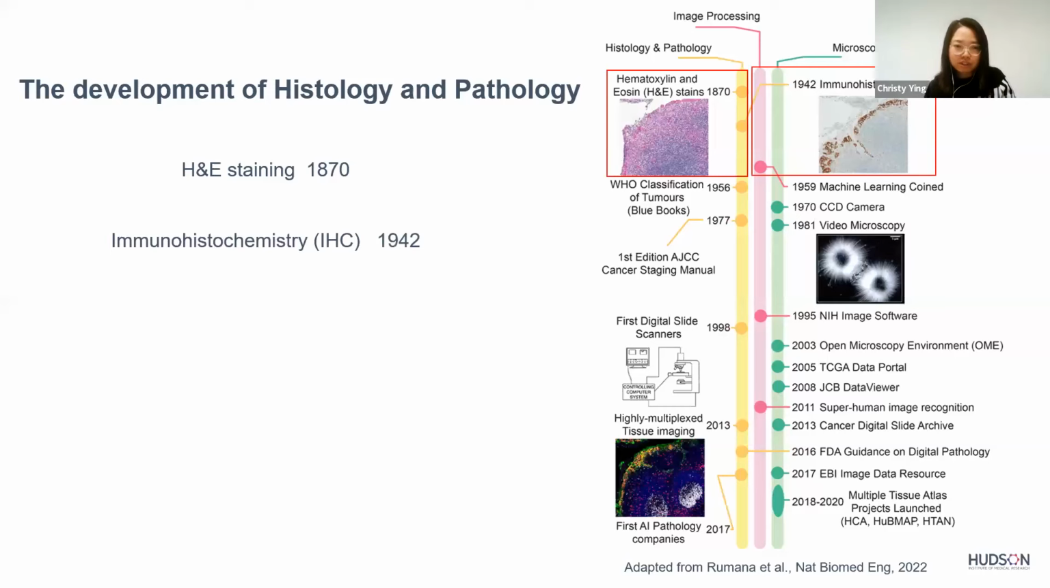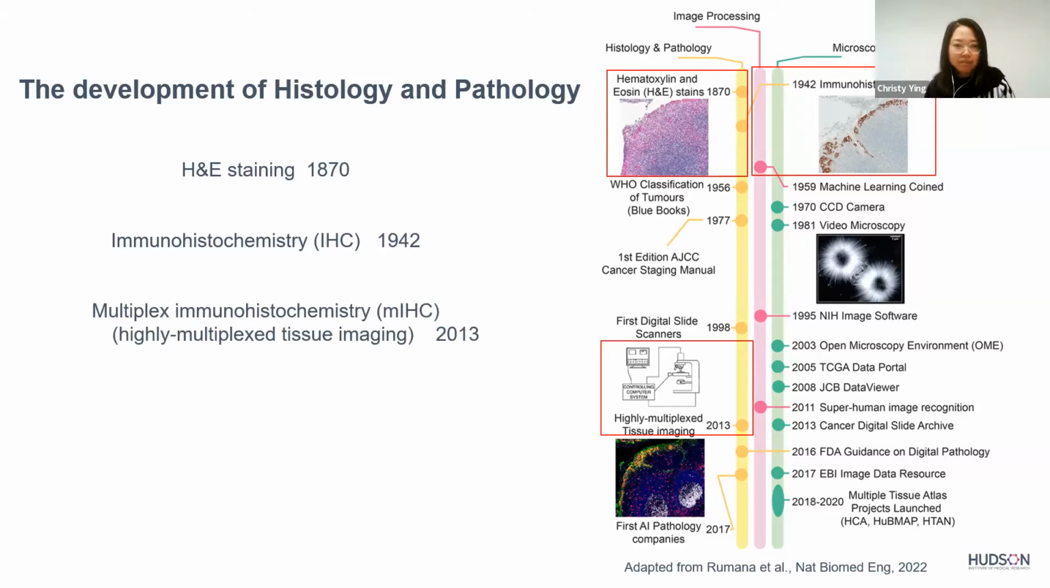The other important milestone is in 1942, when we introduced immunohistochemistry, and I believe a lot of researchers still use this technology nowadays. With the development of highly multiplexed tissue imaging since 2013, which is around 10 years ago, we started to develop and use multiplex immunohistochemistry, and this is the most important part we would like to talk about today.